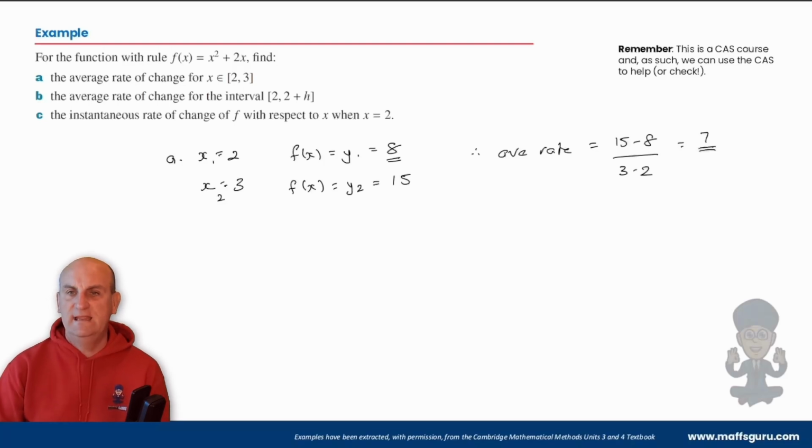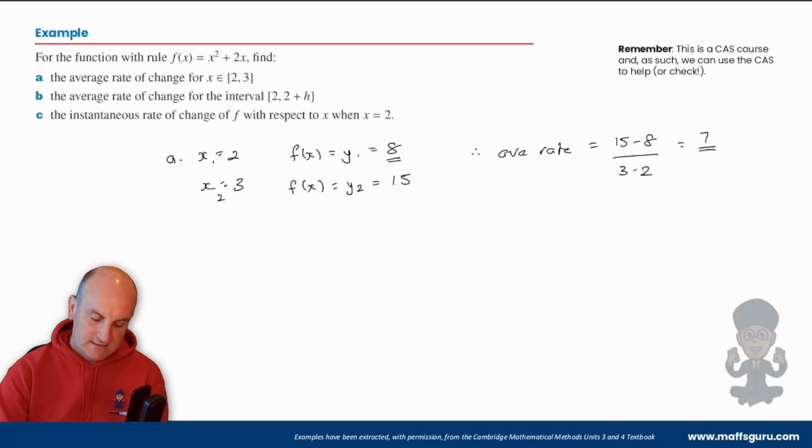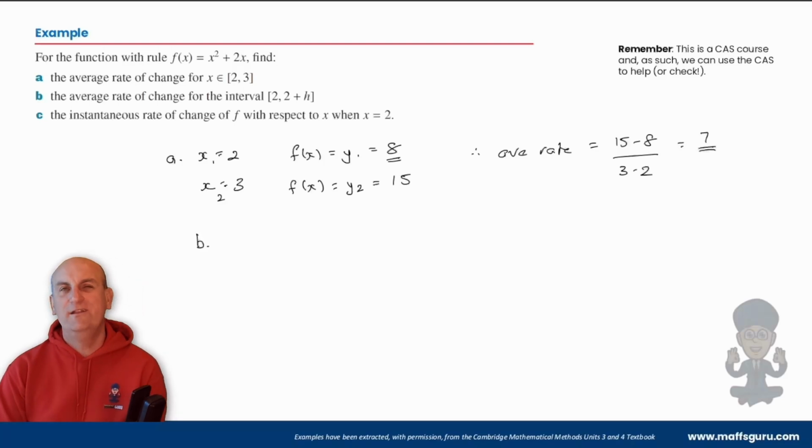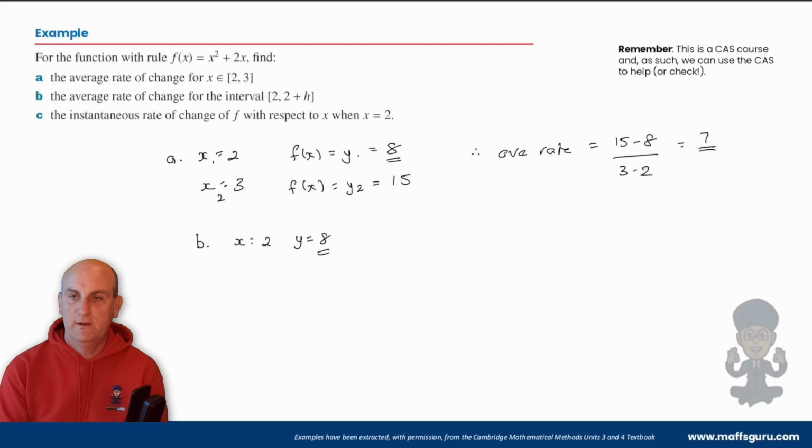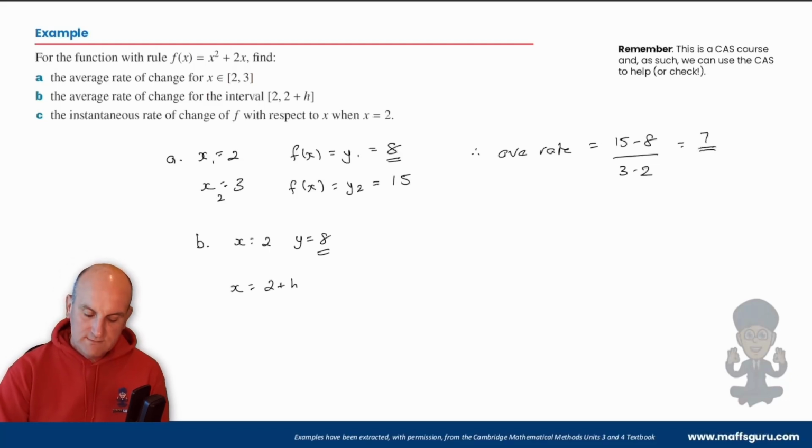The question moves on, find the average rate of change for the interval [2, 2 plus h]. Okay, so we get a little bit more tricky now. Doesn't this remind you of differentiation from first principles? Oh, yes, because it's the same idea. We already know that for x equals 2, we have y is equal to 8. So we can reuse that. Now we're going to do 2 plus h. So when x is equal to 2 plus h, what is my y going to be?